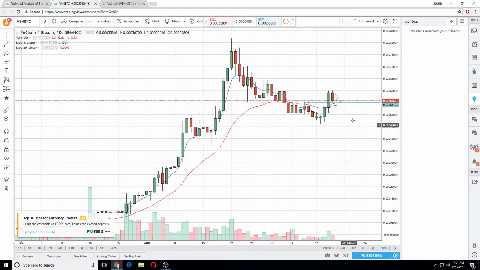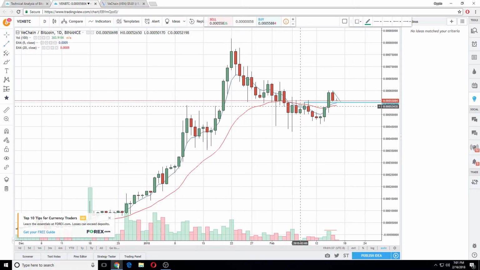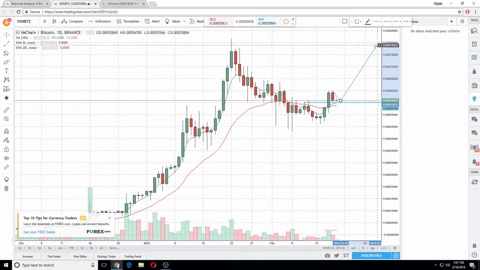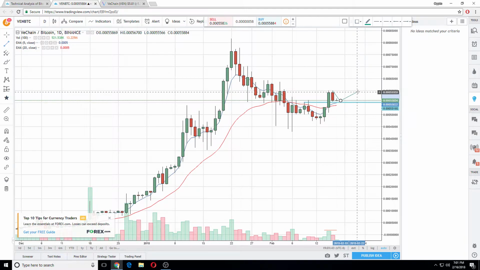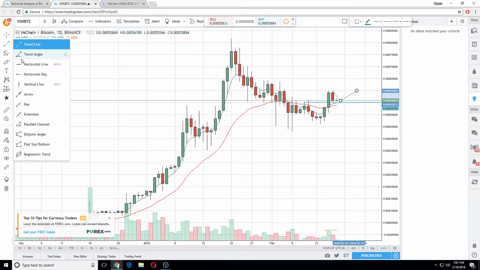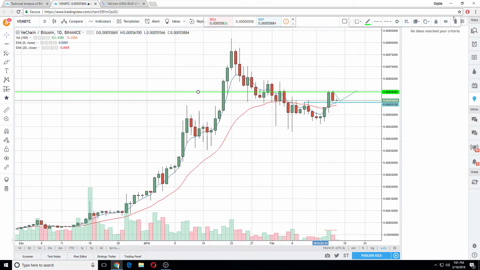But if there's volume and it doesn't break this support right here, then it's a buy. If it breaks below this support right here, then this thing can go all the way back to the next resistance, which is here. I'm drawing so many lines. So this is the next level.